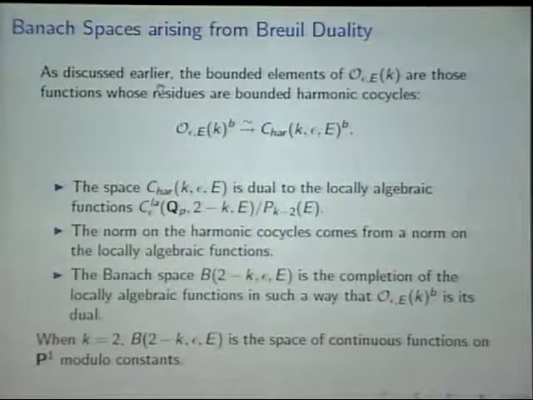So what do you do? Well, you remember that inside the functions of weight k on the upper half plane, we had the residue map to harmonic cocycles, and inside there we had bounded ones. These harmonic ones were dual to the locally algebraic functions. The bounded harmonic cocycles were dual to a completion of the locally algebraic ones, which might have just been the continuous functions. So in the case when k is 2, this completion of the harmonic cocycles is the dual to the continuous functions on P1. Now we need to back up, we need to integrate this back to the one that has L in it.